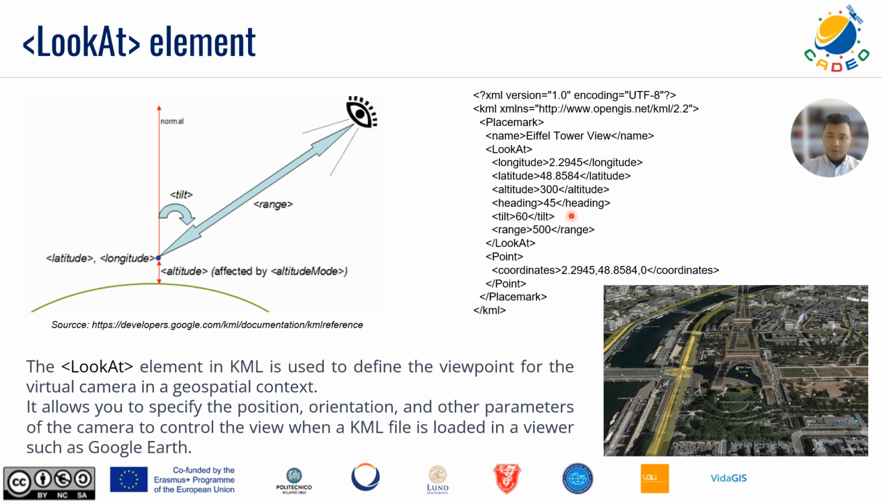More than that, we use the heading to show the rotation of the camera around the z-axis, and we show the tilt, and we show the range as well. The range here is the option that shows the distance from the look-at position to the point of interest.